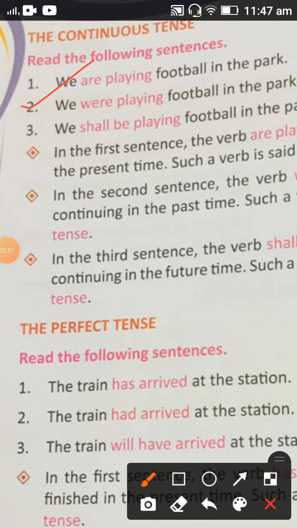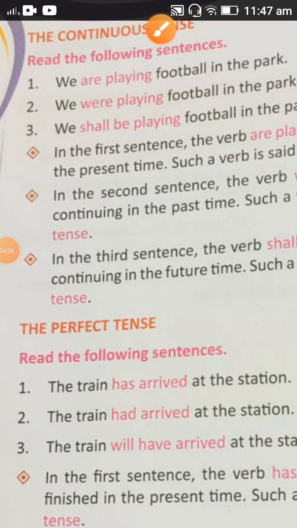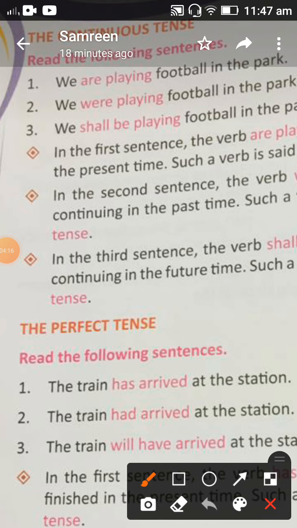Now come to the third one: we shall be playing football in the park. It means shall be playing. For the future they are talking that we shall be playing. So here we have to use be for future tense. Please keep this in your mind.